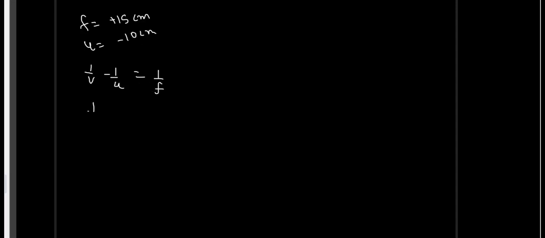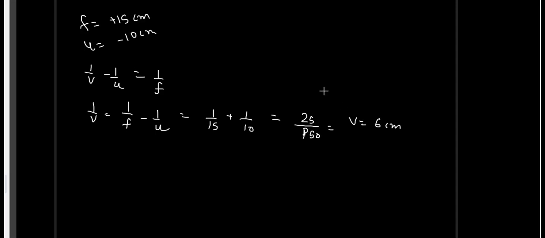So 1 by V is equal to 1 by F minus 1 by U. So 1 by 15 plus 1 by 10. Negative, negative, this becomes positive. So you get the answer 25 by 150, which gives V is equal to 6 centimeter. Why? Because 150 by 25. The positive value of V indicates that the image is formed behind the mirror, not in front of the mirror.